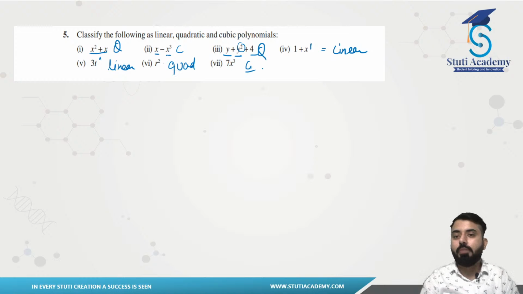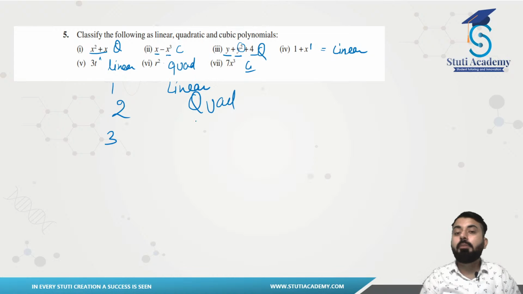Cubic. Understood? If you have 2 as the maximum degree, that will be quadratic. If you have 1 as the maximum degree, that is linear. If you have 3 as the maximum degree, that is what? That is your cubic. Understood? So very easy. You can easily do these. Now let's move forward.